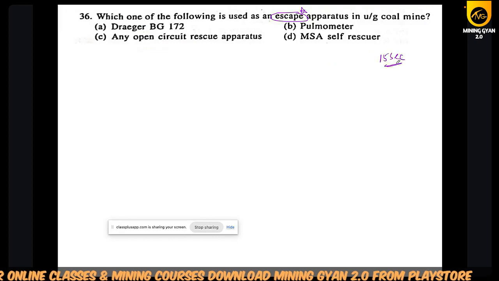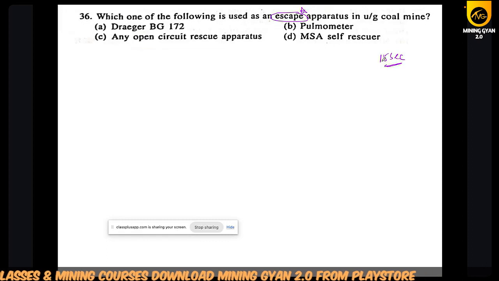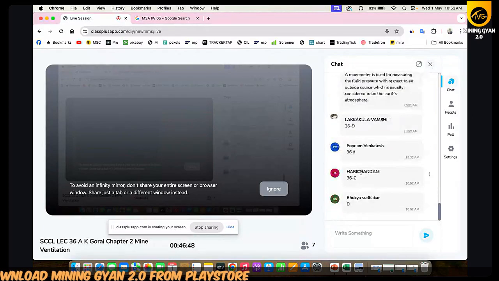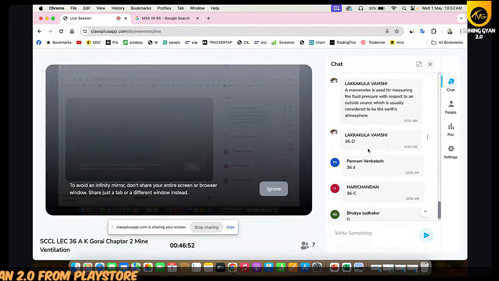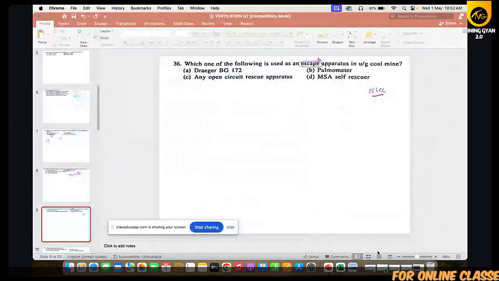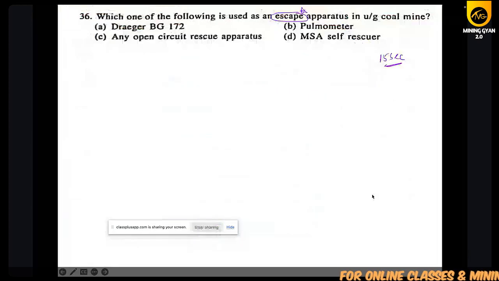15 seconds. Which one of the following is used in the escape apparatus? Vamsi has given his definition for the manometer. Okay, Vamsi, Venkatesh, Harichandan, and Sudhakar, they have given their answer for question number 36. So, escape apparatus. Which is the escape apparatus?